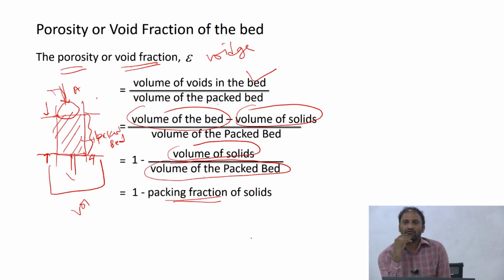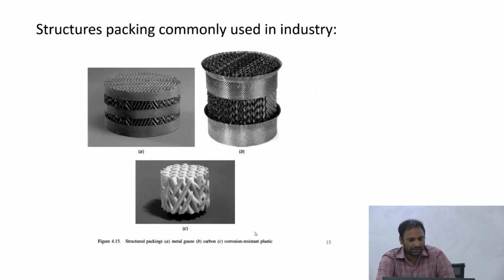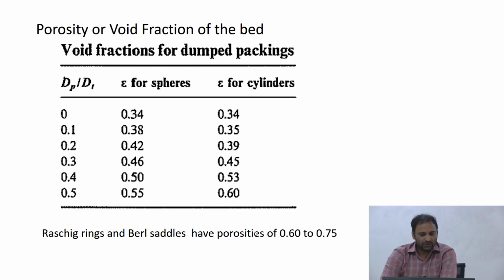Can you think of ways by which I can play with the porosity of the bed? I have a packed column filled with solids. What are the different ways by which I can manipulate the porosity in the bed? You can change the dimensions of the particle. That's one way of doing it. So he is saying, what he's trying to say, let me just go back.